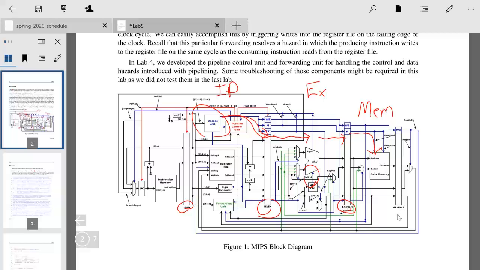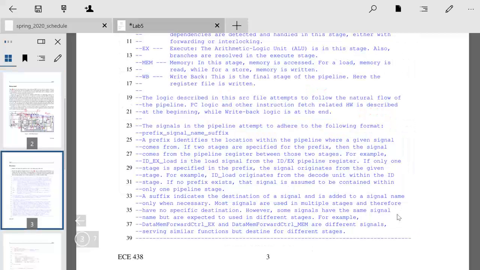You can probably see a number of other examples, right? Depending on how you write your code, you might have more intermediate signals, and for those intermediate signals, you don't have to provide them a prefix or suffix. All right.